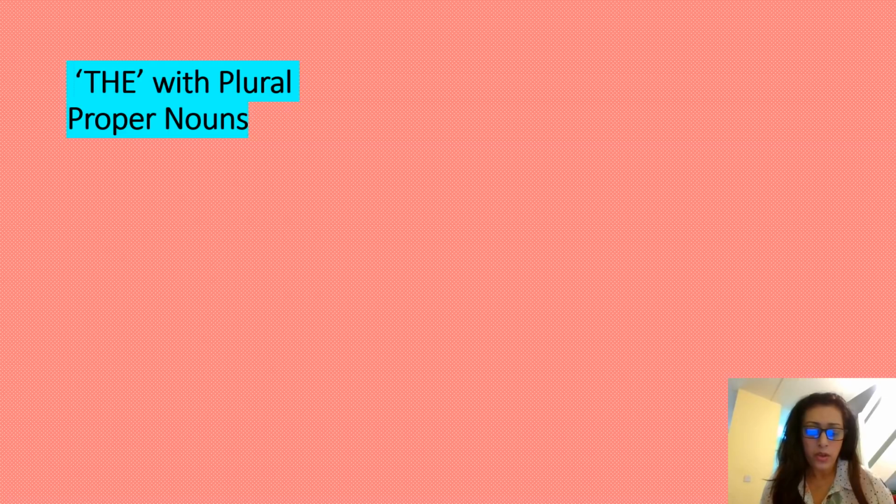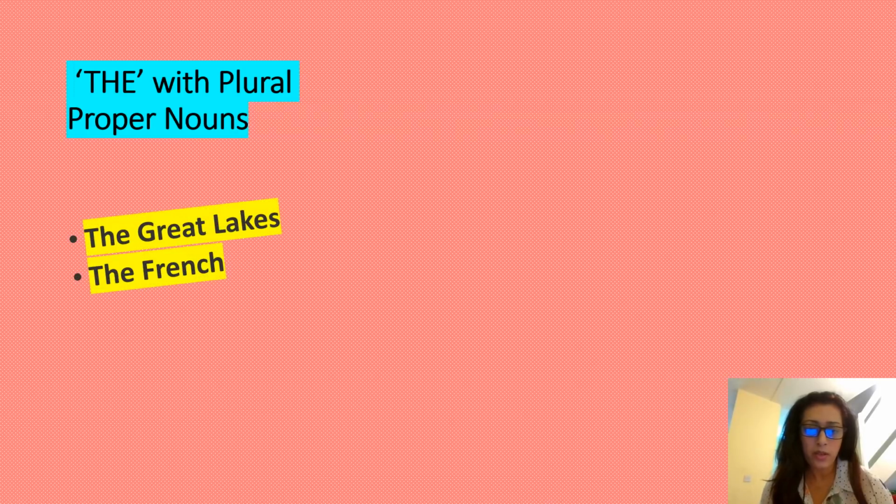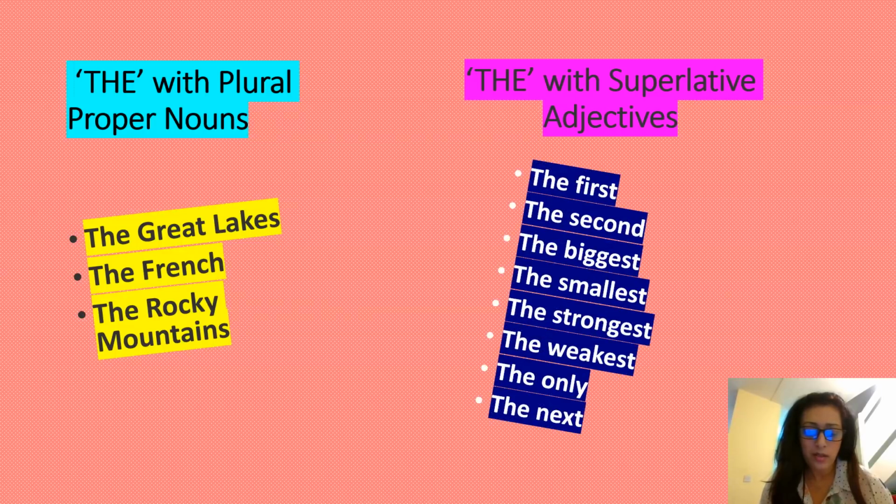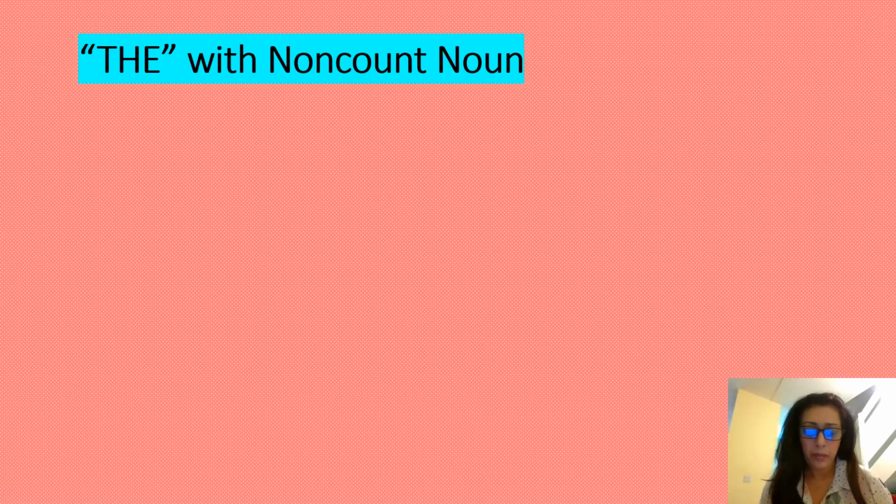Now the is also used with the plural proper nouns. So what are the plural proper nouns here? The Great Lakes, the French, the Rocky Mountains. And the is used with the superlative adjectives which are necessarily unique, like the first, the second, the biggest, the smallest, the strongest, the weakest, the only, the next.